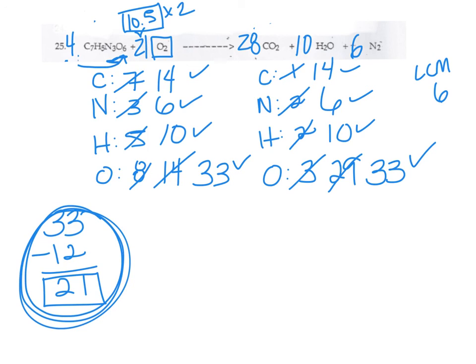And lastly, if you need to put a decimal in as a coefficient, that's okay. Just remember to fix it or correct it at the end by multiplying every other coefficient by the same number that you multiplied the decimal by in order to create a whole number.